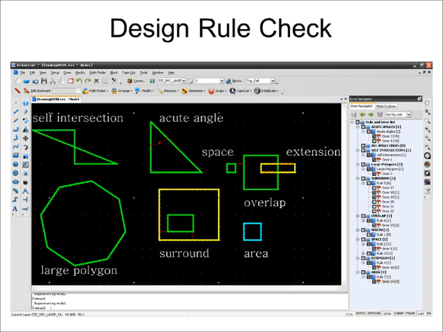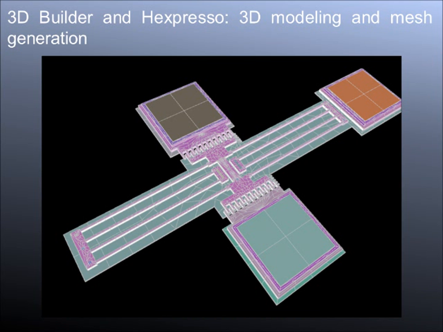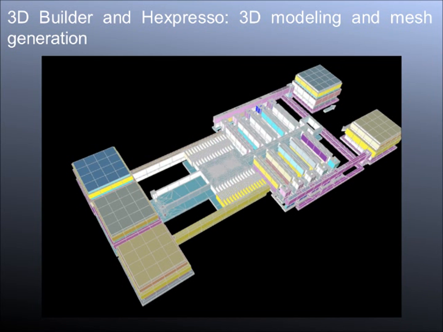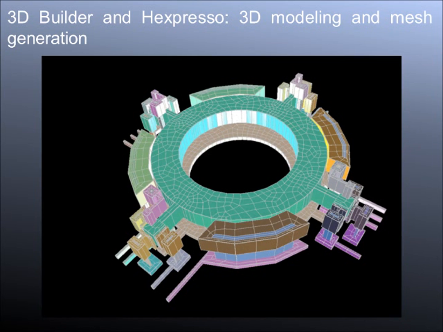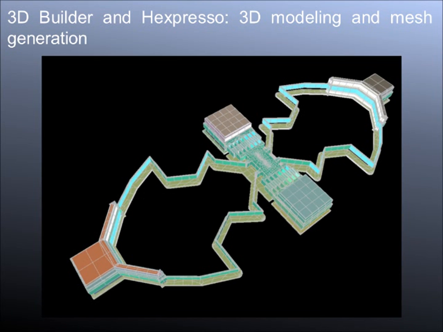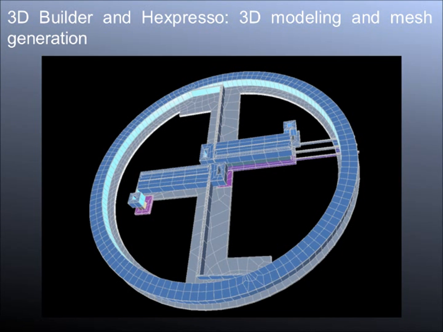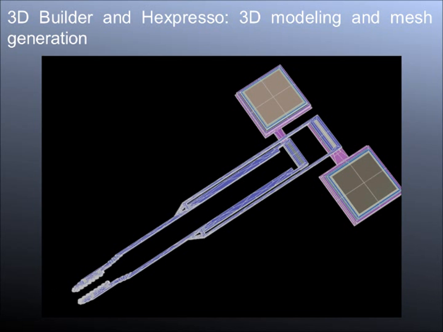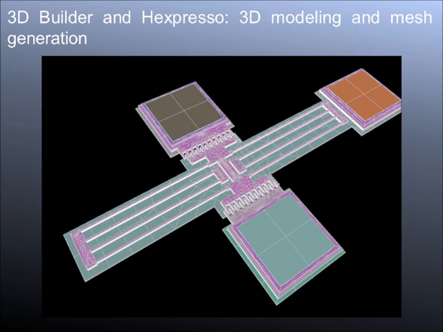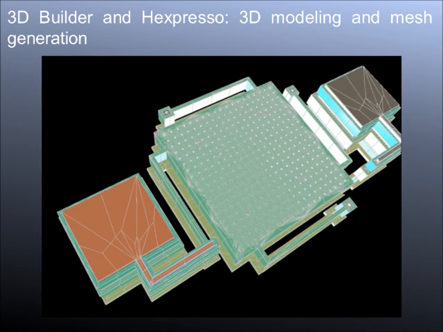There's also the design rule check, where you can define certain design rules, and then as you're drawing your layout, you can check it and see if any of the elements in your drawing are violating any of the rules. Next we have our tool 3D Builder. In 3D Builder, you can generate your model into a 3D format directly and then mesh it for TEM analysis.